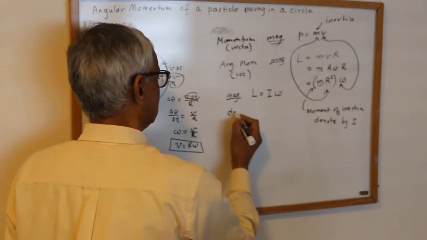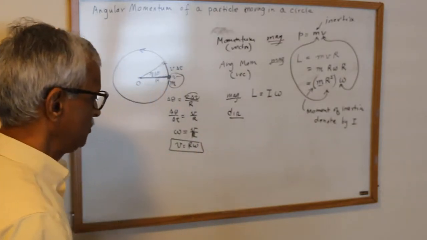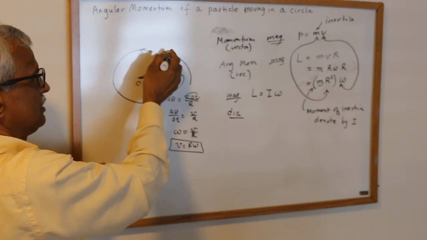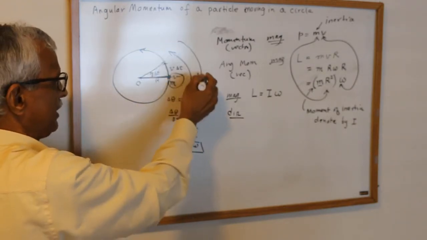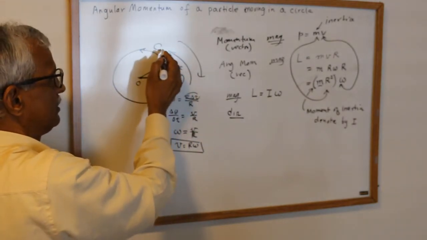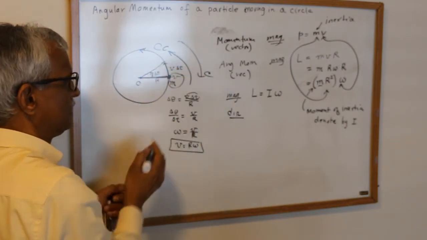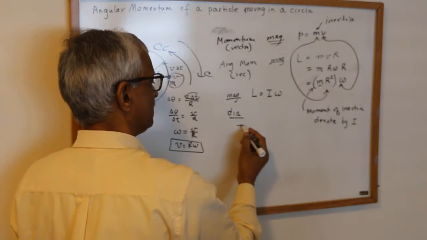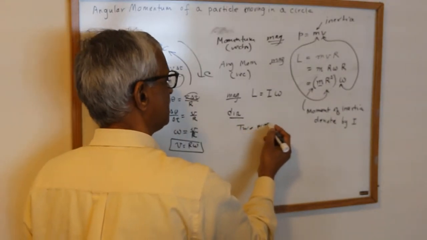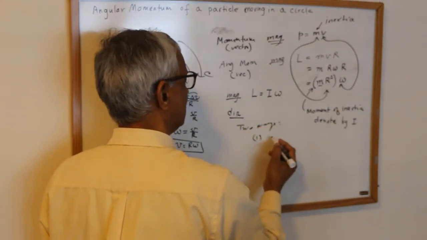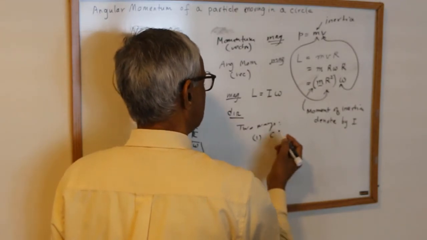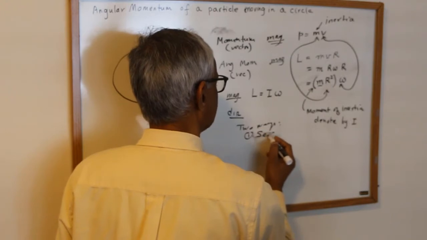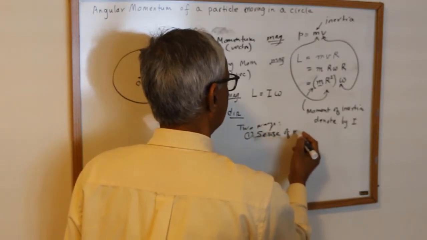How about the direction? Well, you would like to keep track of which way it's going in the circle. Is it going this way or going the other way, right? So this is counterclockwise and this is clockwise. And so direction can be given two ways. One is in a so-called clockwise or counterclockwise sense of direction. So one is sense of rotation.